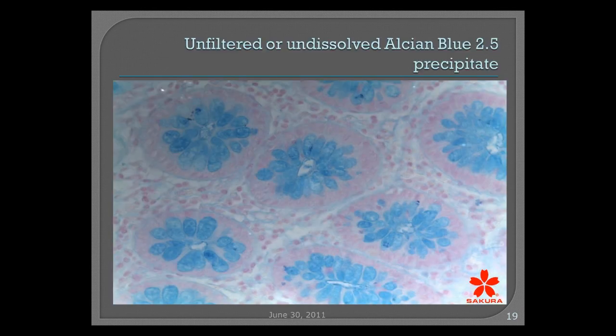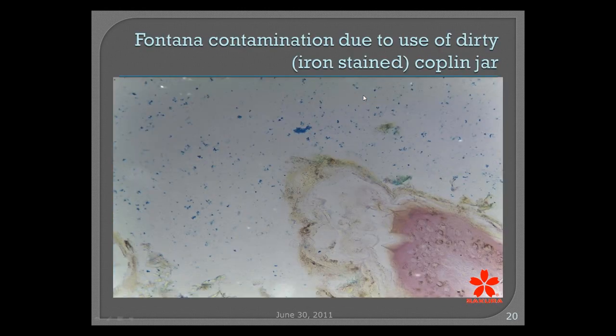This is an example of an Alcian Blue 2.5 that was unfiltered or undissolved, and you can see these little blue precipitations on the section. We could have prevented these by filtering our solution or by making sure that our Alcian Blue 2.5 was totally dissolved prior to use.